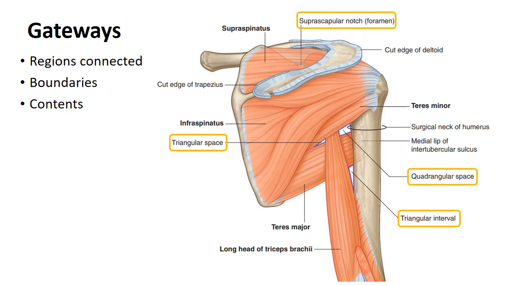The last space is called the triangular interval, bounded by teres major, the lateral head of triceps, the long head of triceps, and the shaft of the humerus. This space connects the axilla and the posterior compartment of the arm, same as the quadrangular space. So the quadrangular space and triangular interval both connect the axillary region with the posterior compartment of the arm.